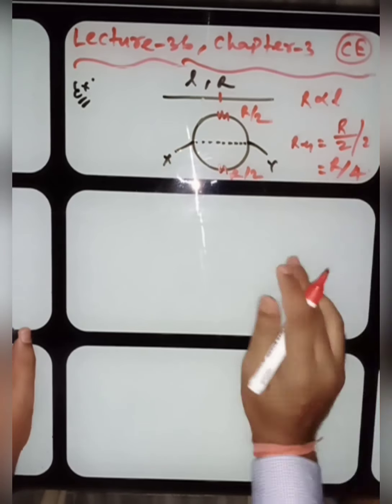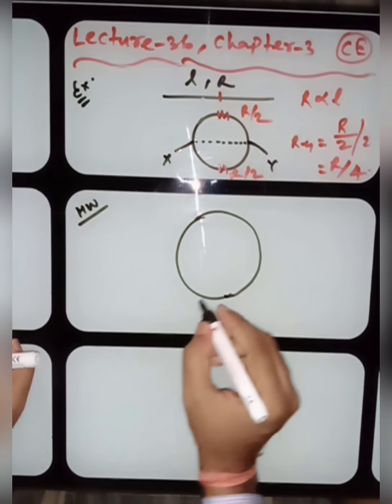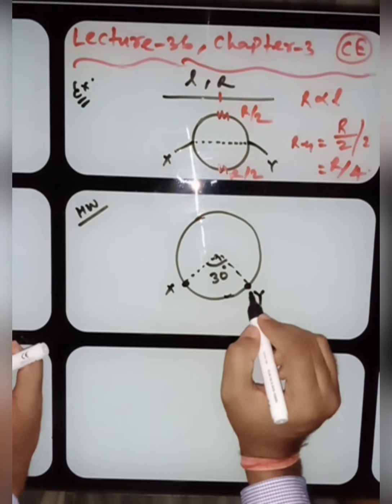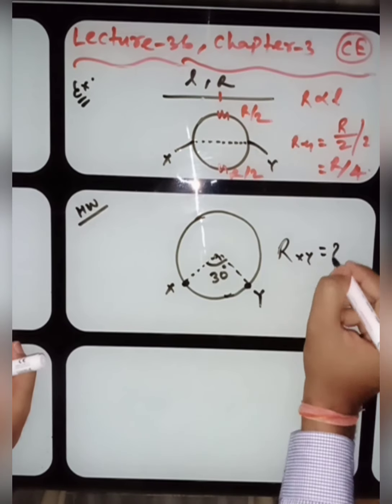Now, on the basis of this question, I'm giving you homework. If the same wire of length L and resistance R is folded in this way, and with the center, the two points we picked, X and Y, are at 30 degrees, then what will be the resistance between X and Y?